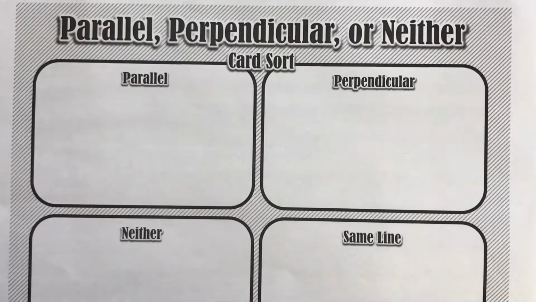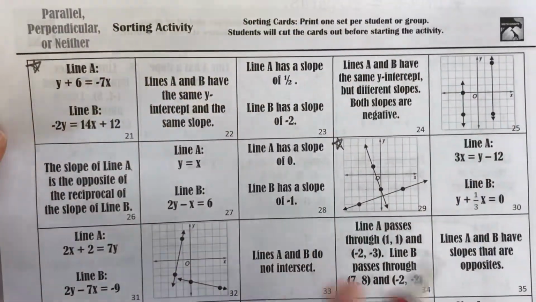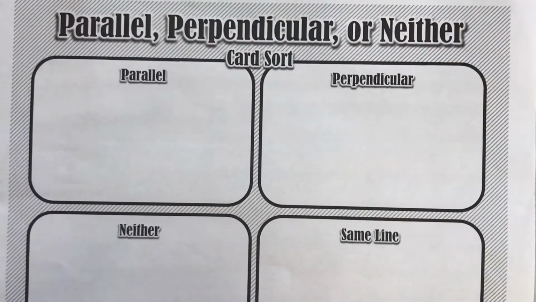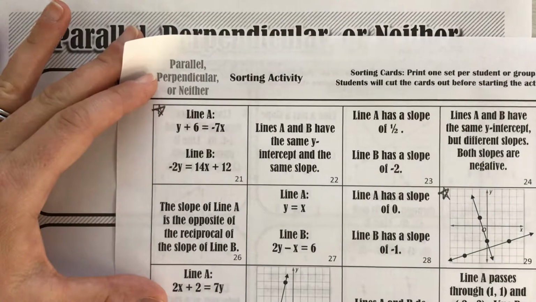Here's some quick instructions for how to do the card sort over parallel, perpendicular, or neither. So you should have gotten a paper full of problems, and then you also got a recording sheet. So here's how this works. They give you a variety of information, okay?